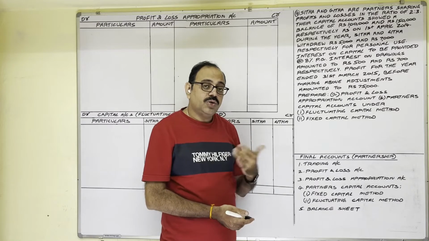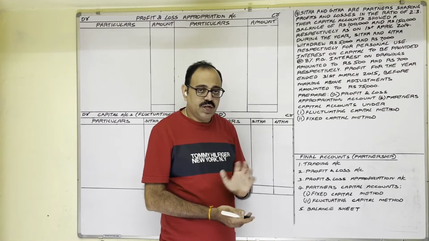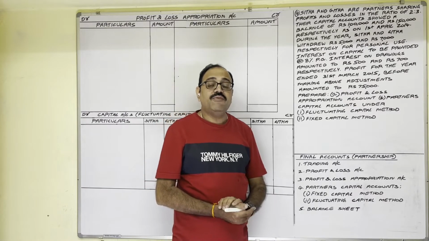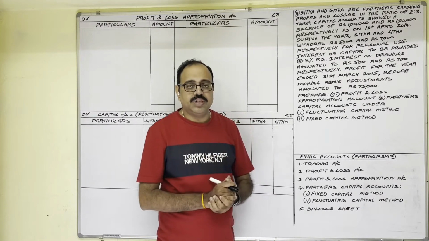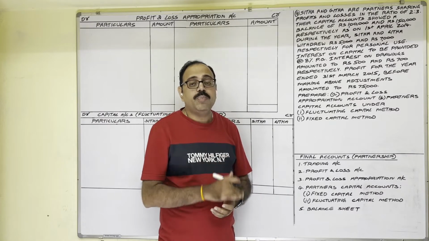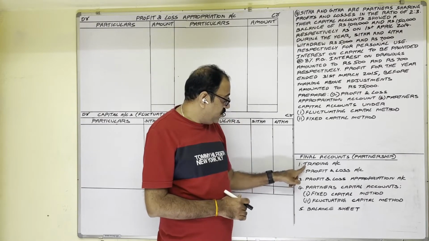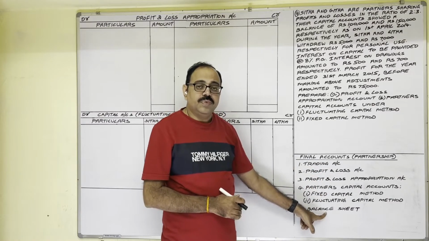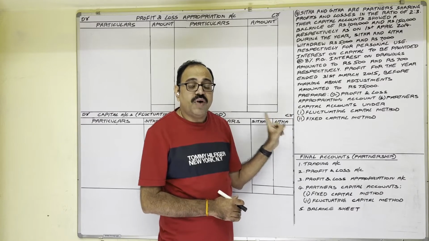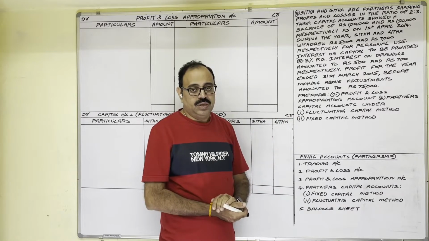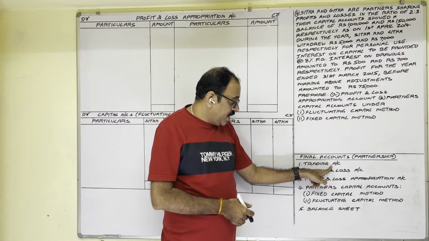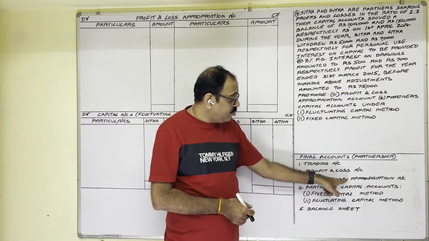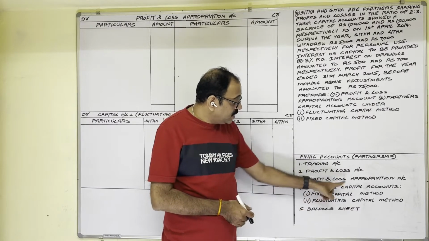In the previous video also I explained this; I am giving that video link in the description box. In Inter first year, we prepared the final accounts of a sole proprietorship business. Final accounts of a sole proprietorship business contain trading account, profit and loss account and balance sheet. Now here we should know about final accounts of a partnership business. First they prepare trading account, second profit and loss account, then profit and loss appropriation account, and partners capital accounts.